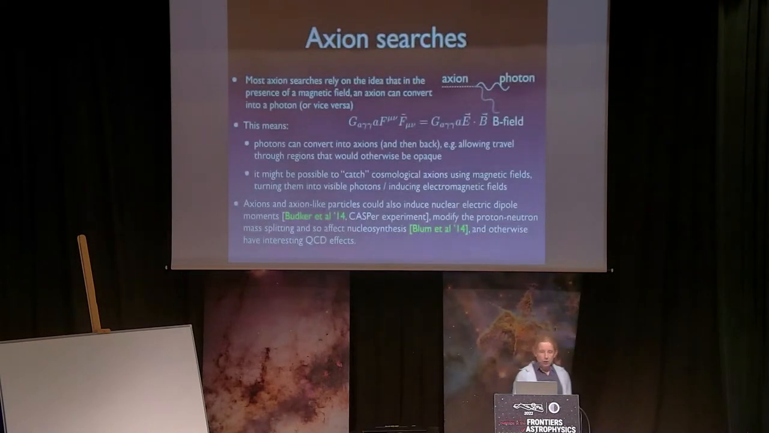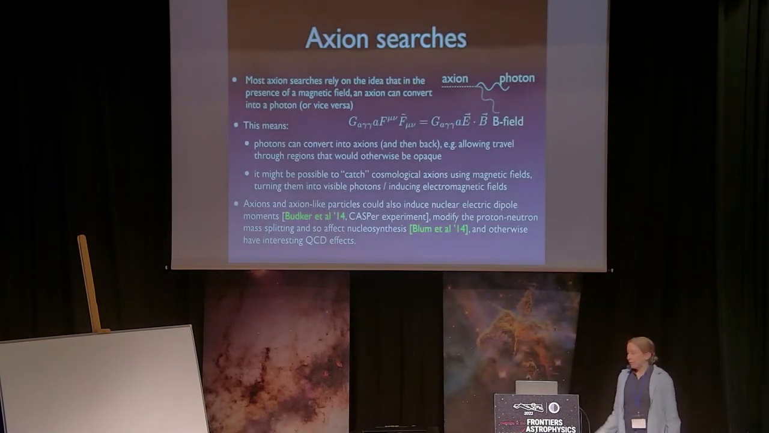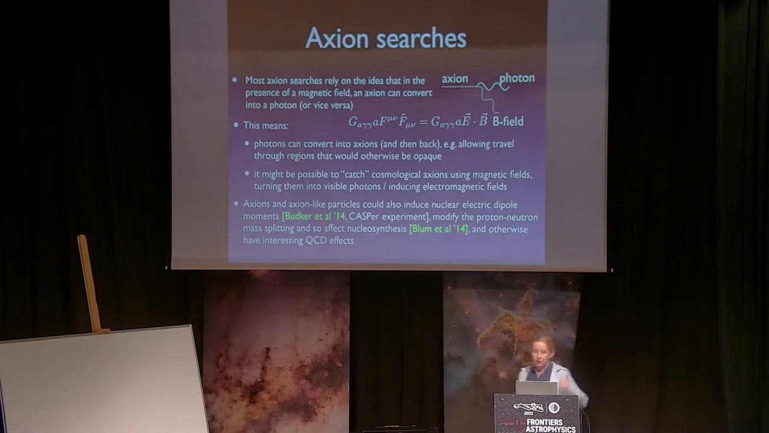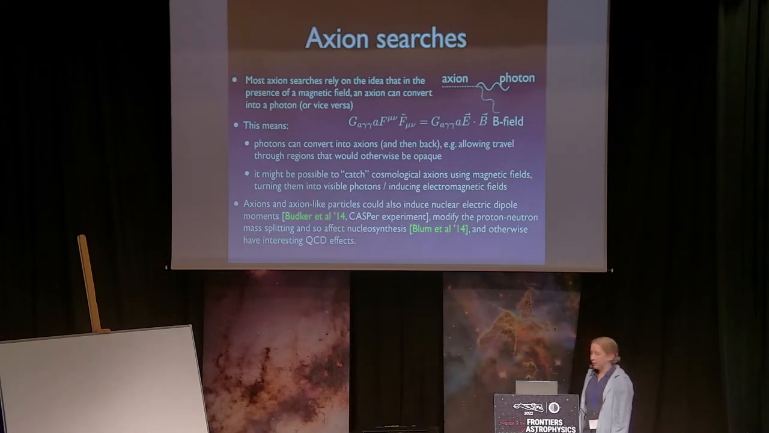Okay. So if this stuff was really the dark matter, how would we look for it? Most axion searches rely on the idea that in the presence of a magnetic field, an axion can turn into a photon, or vice versa, so that we have a vertex that looks like this: axion, photon, external B field, just coming from an interaction of this form in the Lagrangian. So that means that photons can convert into axions and then back. If I'm trying to shine a photon through a region that would normally be opaque to it, whether that's a wall or a large chunk of the universe, then conversion into axions can potentially let the photons traverse those regions.